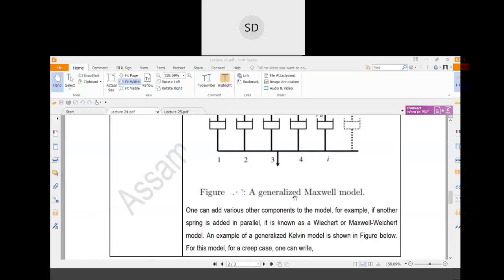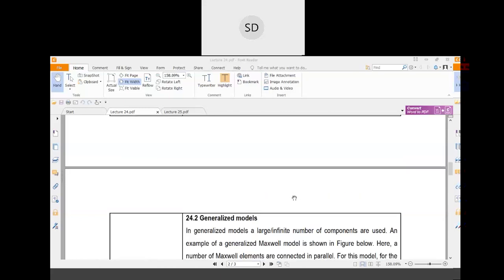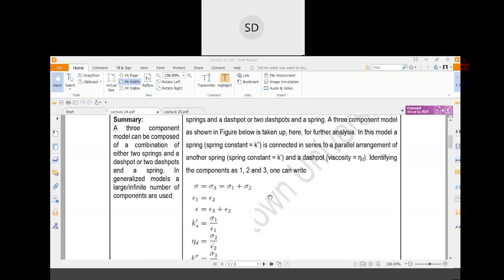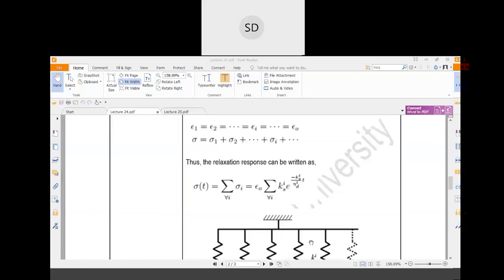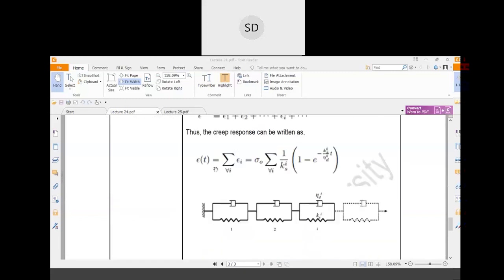So basically these are for your basic understanding of what the different types of models are and how these models are formed. These mathematical expressions are not needed for you. You just have to read about the Kelvin and Maxwell models, as that is what is included in your syllabus. So this is all about the different types of models and how they are formed.